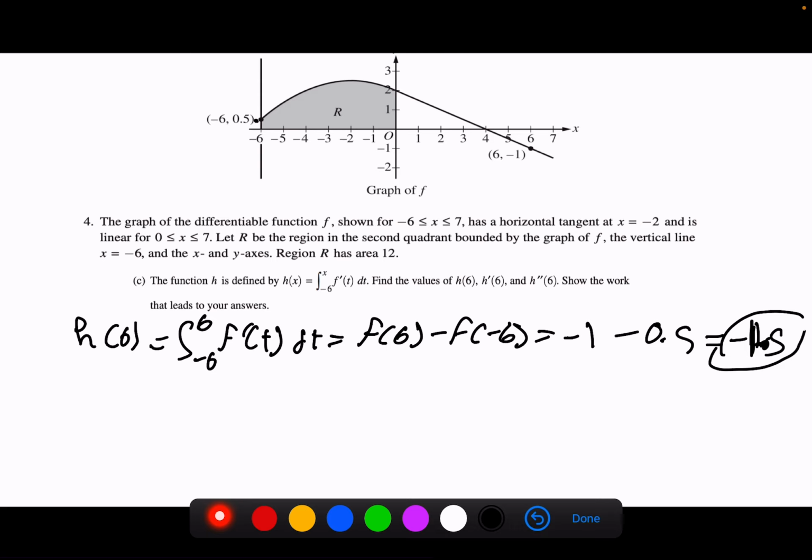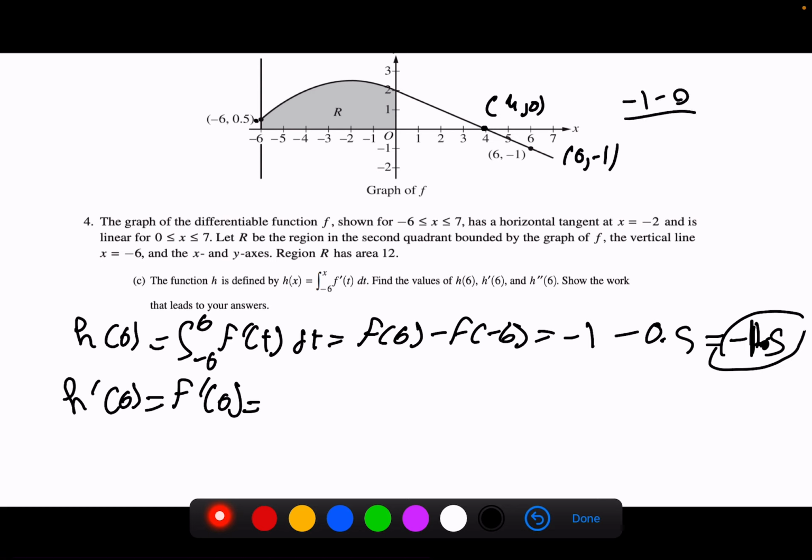Now let's move on to h prime of 6. We can apply the fundamental theorem of calculus. H prime of 6 is equal to f prime of 6. We want the slope at 6 here. It's a straight line, so we can tell the slope. We pick the points (4, 0) and (6, -1). So we have -1 minus 0 divided by 6 minus 4, which gives us -1 over 2. So f prime of 6 is equal to -1 over 2.